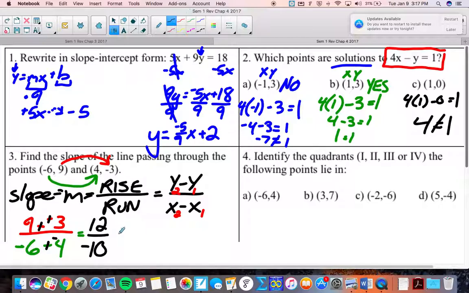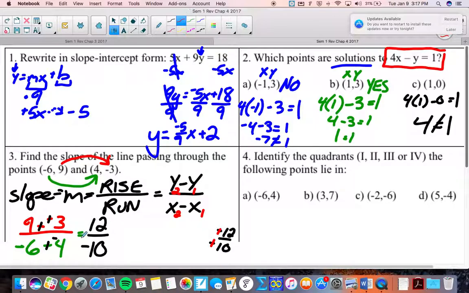Now that's a good correct answer, but we need to simplify this. In fact, like on your multiple choice final, you're not going to see 12 divided by negative 10 as an answer. So we need to do a good job simplifying this. First of all, if you had a negative 12 divided by a negative 10, which you do not, a negative divided by a negative is a positive. So we just get rid of the negatives basically.